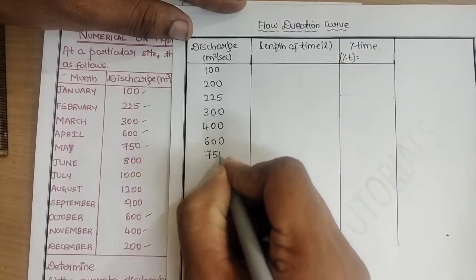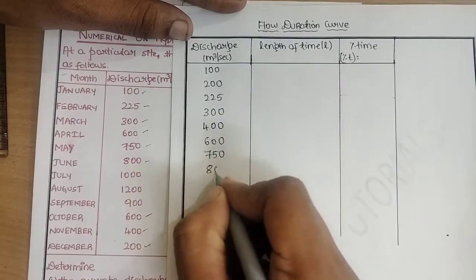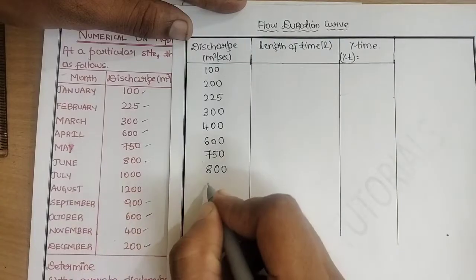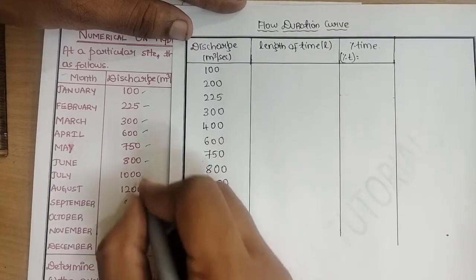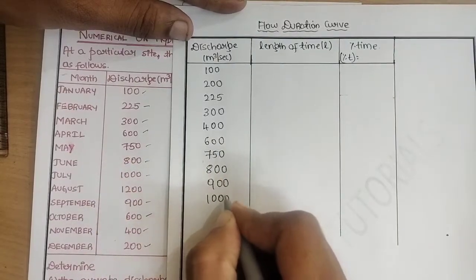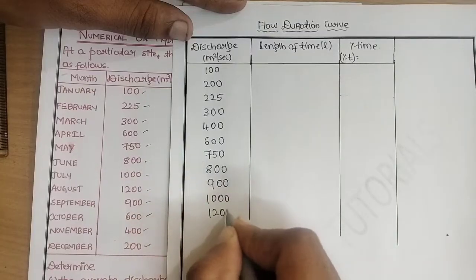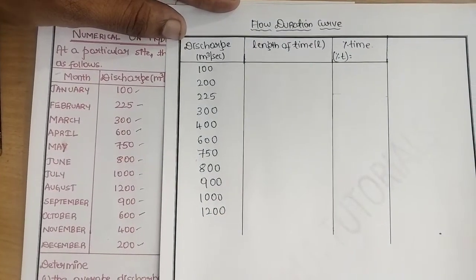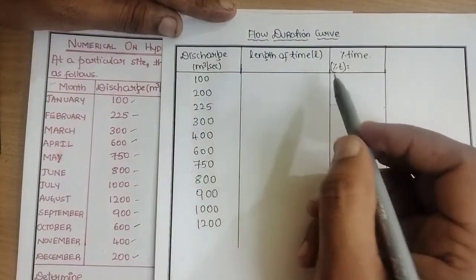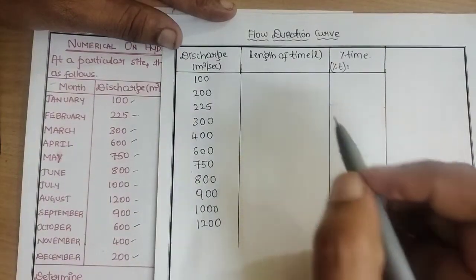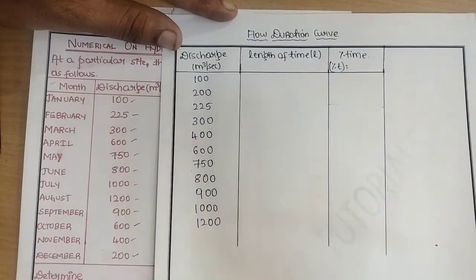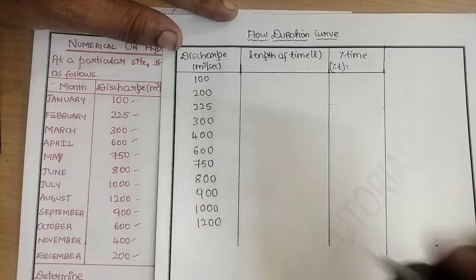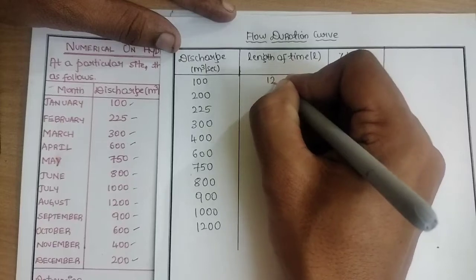I will take the value. Next is 800. Let us consider. After 800, there is next 900, followed by 1000, followed by 1200. So these are the entries. Next, what is length of time? Length of time has to be now considered in descending order of the values, that is decreasing order of the value. I will consider this as the 12.